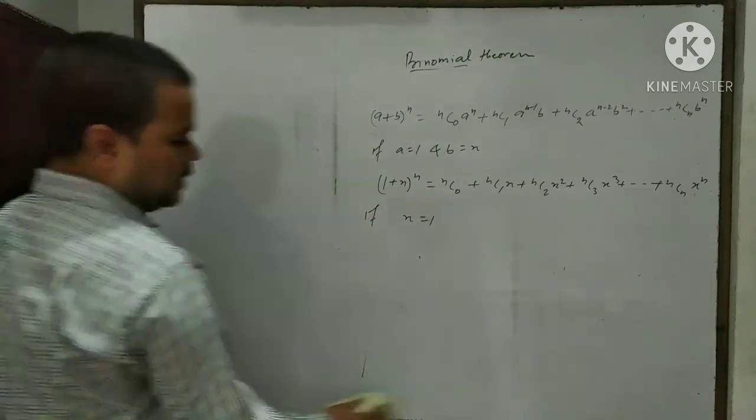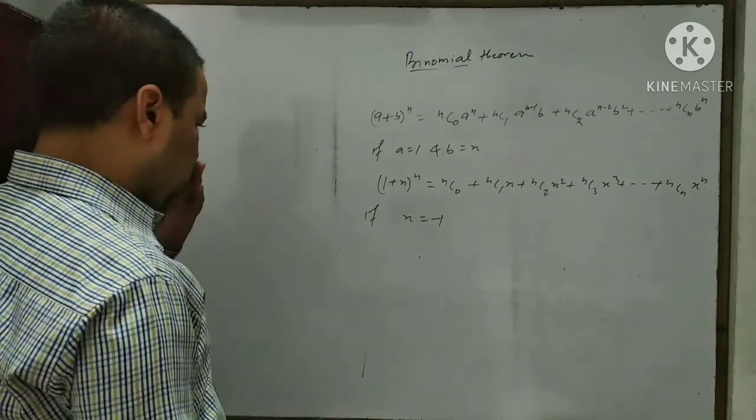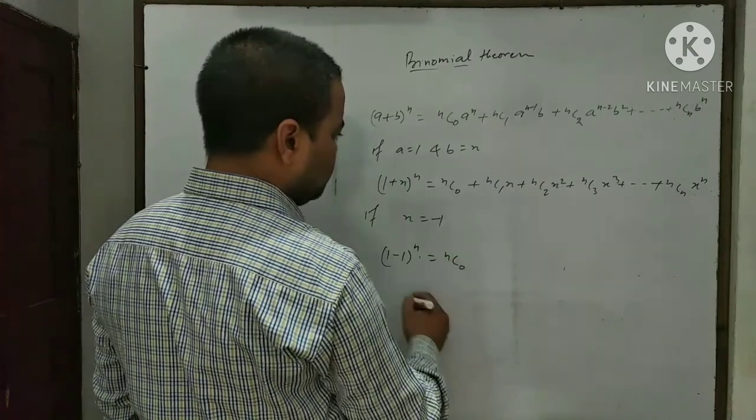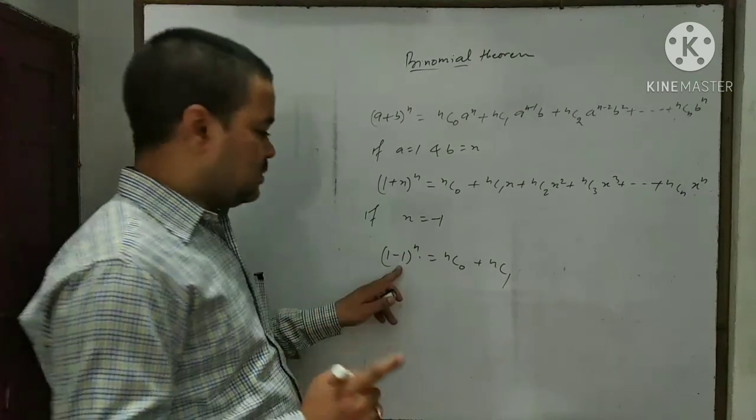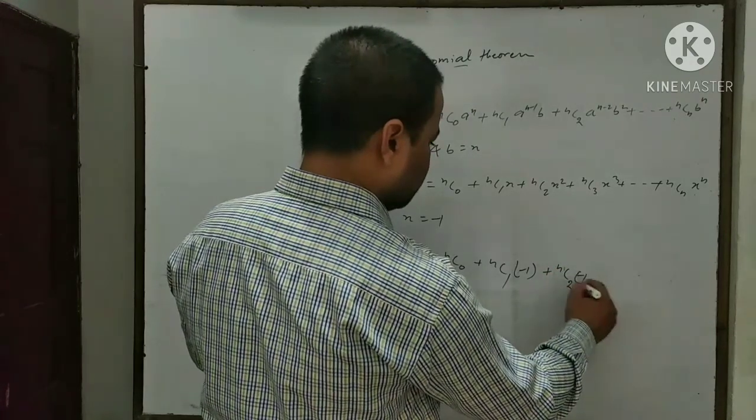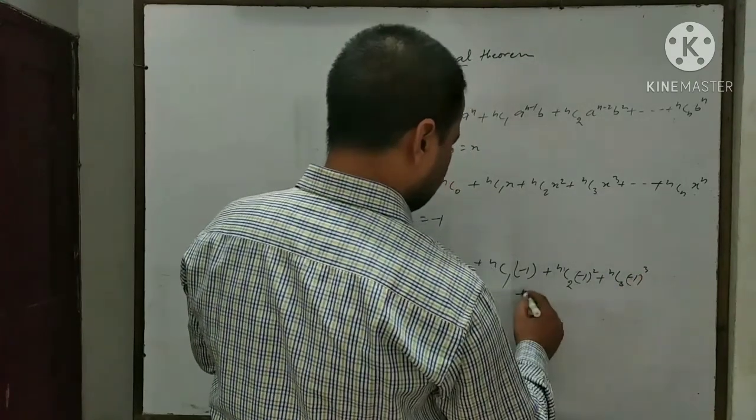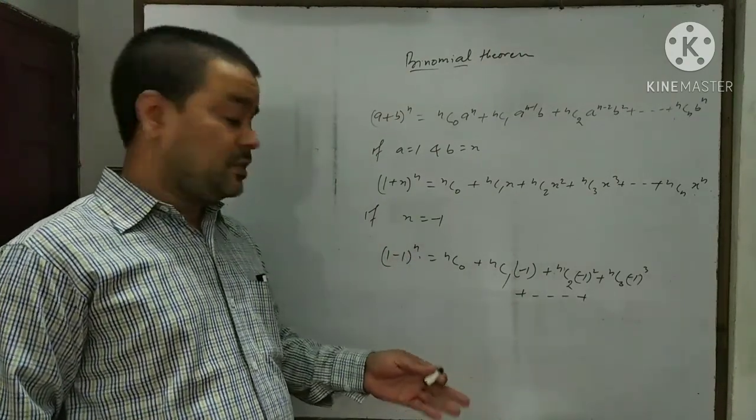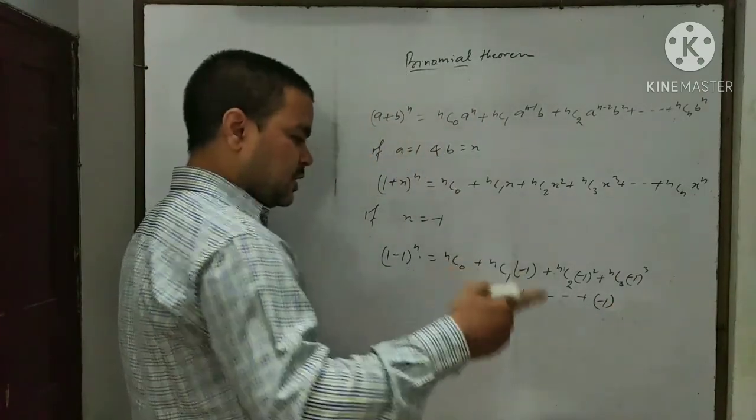Similarly, if we take x is equal to minus 1, then what happens? In that case, it will be (1 - 1)^n, and here nC0 + nC1, in place of x we write minus 1, plus nC2 (-1)^2 + nC3 (-1)^3. Similarly, now we do not know whether n is even or odd, so it will be better to write here (-1)^n.